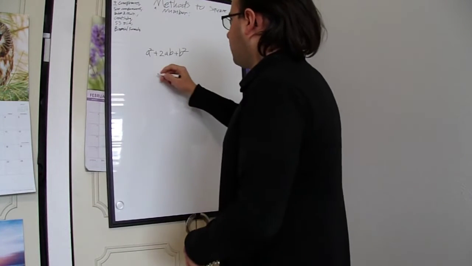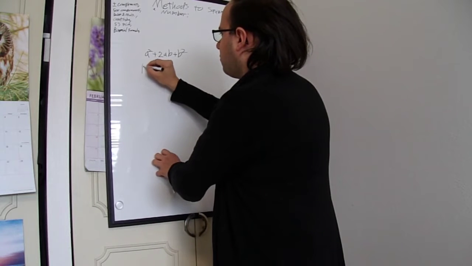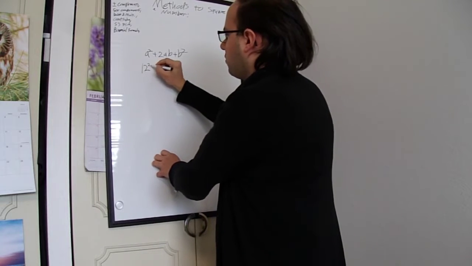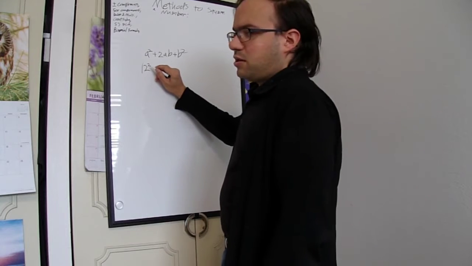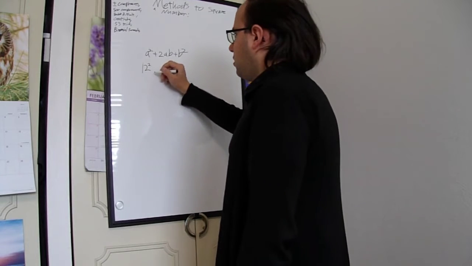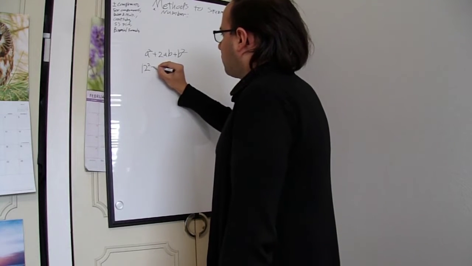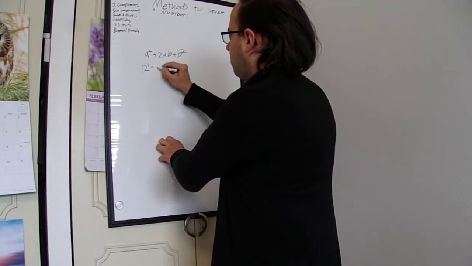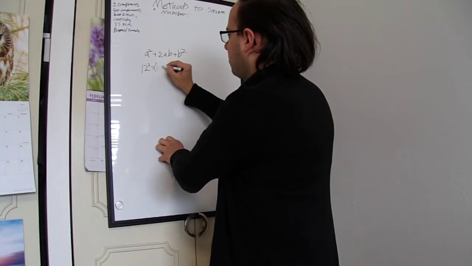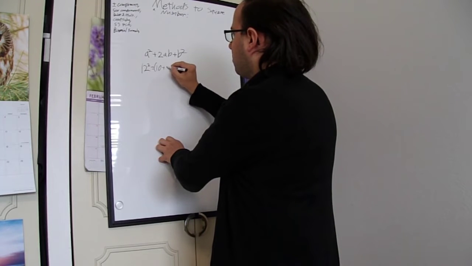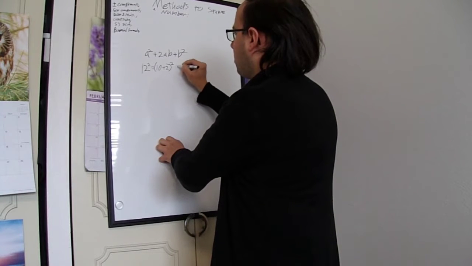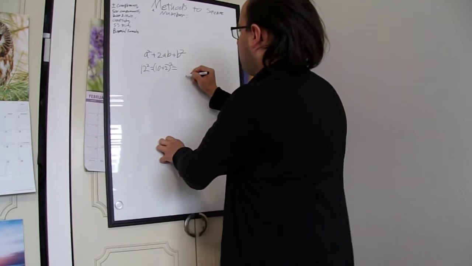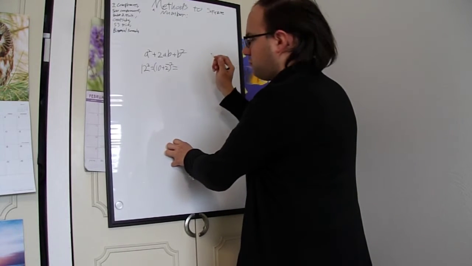Like when I square 12, and we don't denote squaring a number by putting a 2 up there. So if I decompose 12 squared into 10 plus 2 squared, then I would follow this formula.